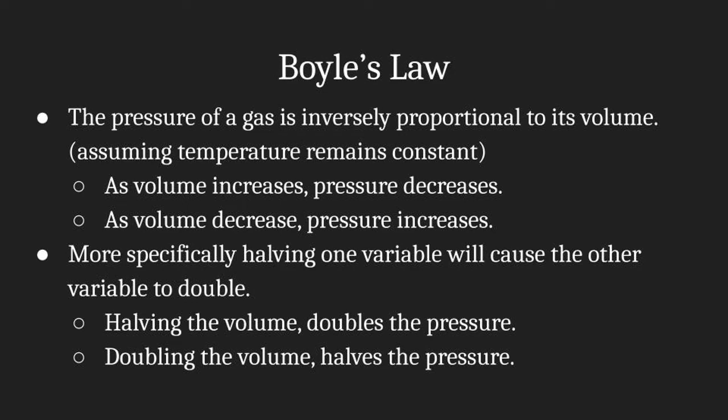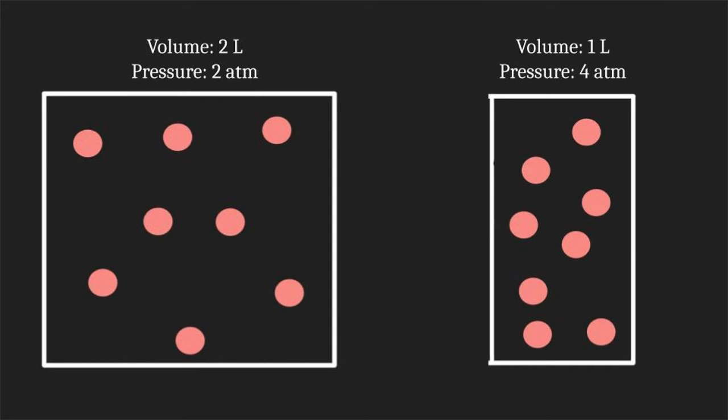To understand this, let's look at these two particle diagrams. We see on the left that the pressure is 2 atmospheres and the volume is 2 liters. On the right, we have the volume at 1 liter, and that causes the pressure to become 4 atmospheres. That's because remember that pressure is the force of the molecules hitting the side of the container. At a smaller volume, the molecules hit the walls of the container more frequently, causing an increased amount of force, causing an increased amount of pressure.